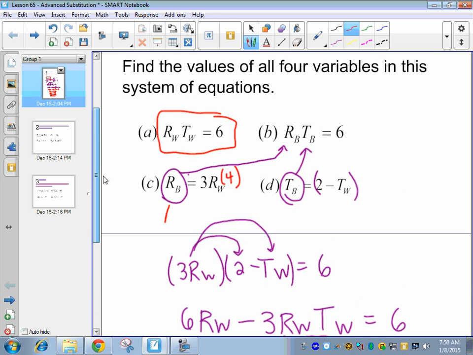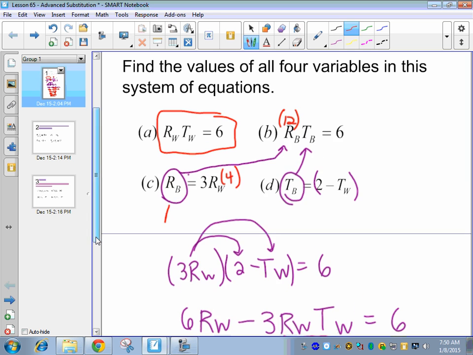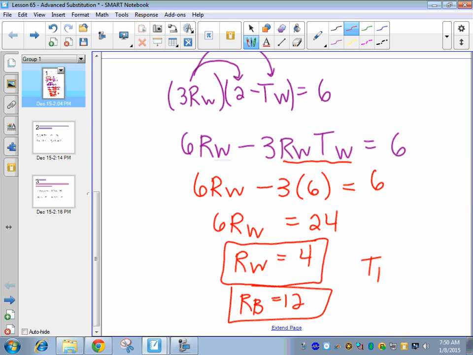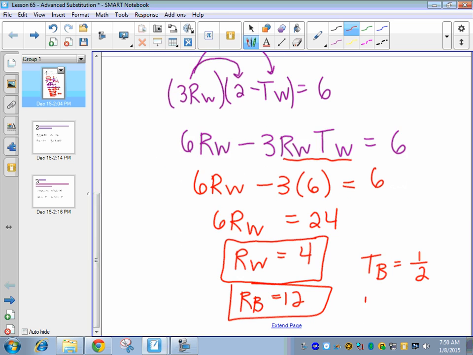Okay, we can come over, what else do we know? So RB is 12, if I plug that in, what's TB going to be equal to? 1/2, good, divide both sides by 12 and reduce. So TB equals 1/2. All right, and then we can plug in wherever we want, how about right here? If TB is 1/2, what is TW going to have to equal? 3 halves, exactly. 3 halves, okay?